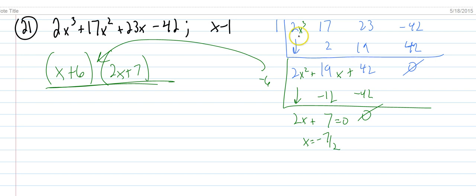And now we have this equation. It was originally an x cubed equation. Now it becomes x squared. And we have two choices. We could solve this quadratic by factoring, completing the square, or quadratic formula. Or we could go through synthetic division again. And I know that the possible rational roots are factors of 42 divided by the factors of 2.